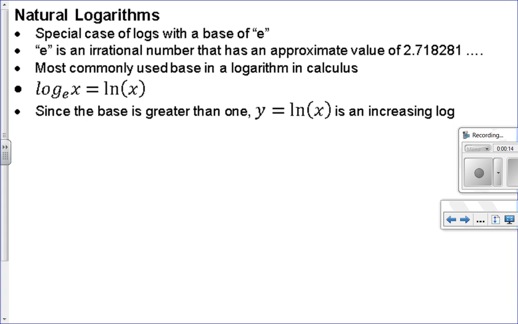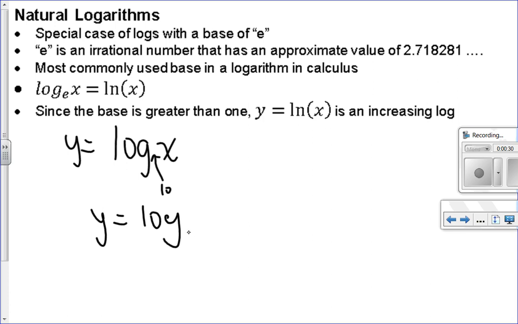So what a natural log is, it's just a special case of a log. Common base logs, if I just say y equals log x, it has a base of 10. If I were to take a log and use a base of e, now what's e? E is an irrational number, kind of like pi. You know how pi is an irrational number, and we all know pi to be about 3.14? E is also another irrational number, and it has a value of about 2.7.